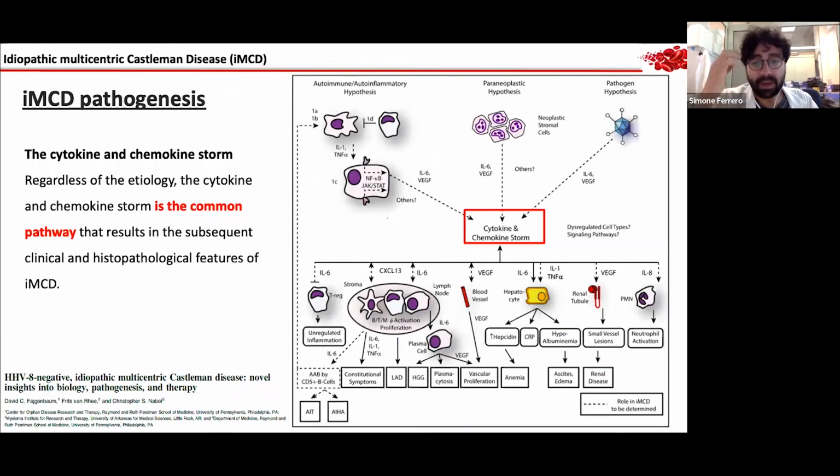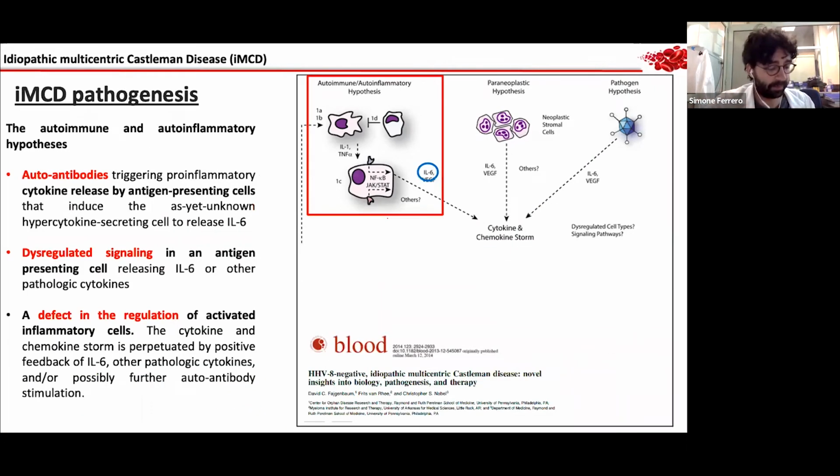So, why interleukin-6? Because Castleman disease is characterized by a cytokine and chemokine storm, so with a generalized inflammatory disease, mainly mediated by interleukin-6. This is the common pathway that can have different etiopathogenetic hypotheses. Which are the most studied hypotheses? First of all, the autoimmune or autoinflammatory hypothesis. So there could be autoantibodies triggering pro-inflammatory cytokine release by antigen-presenting cells.